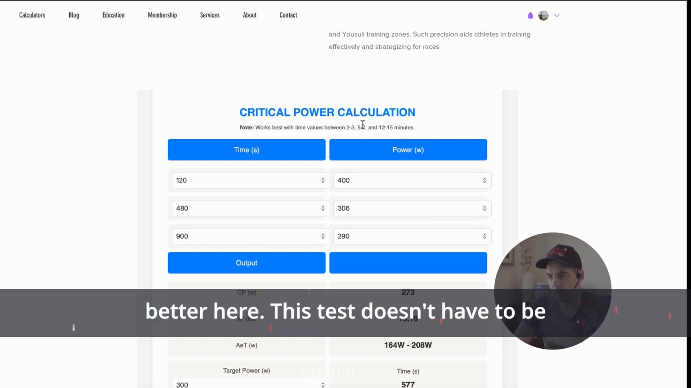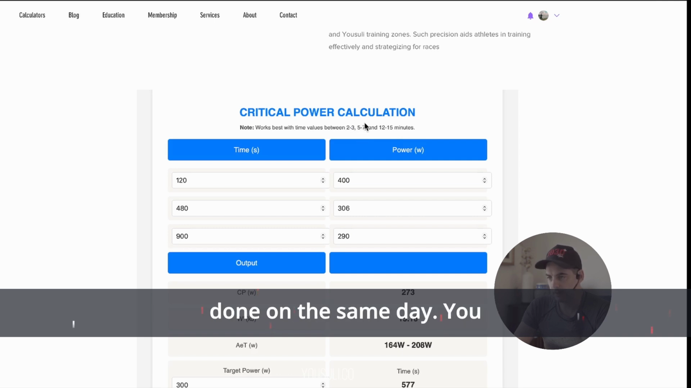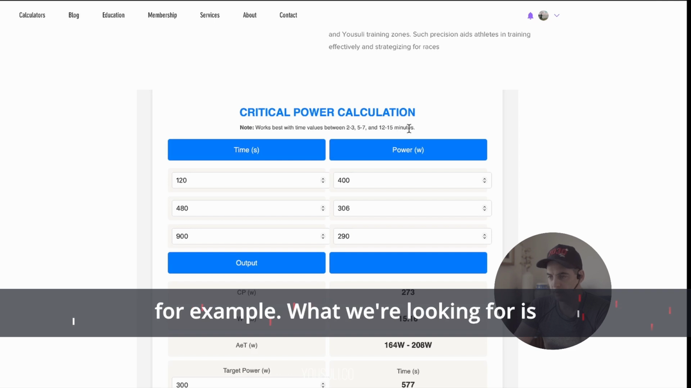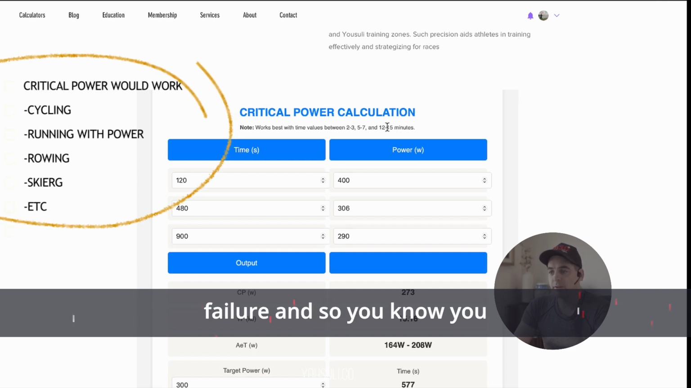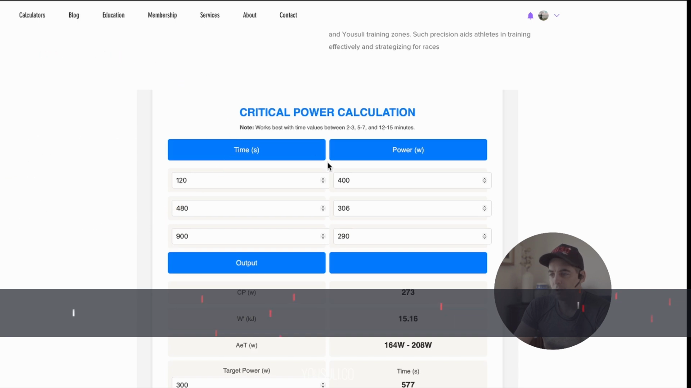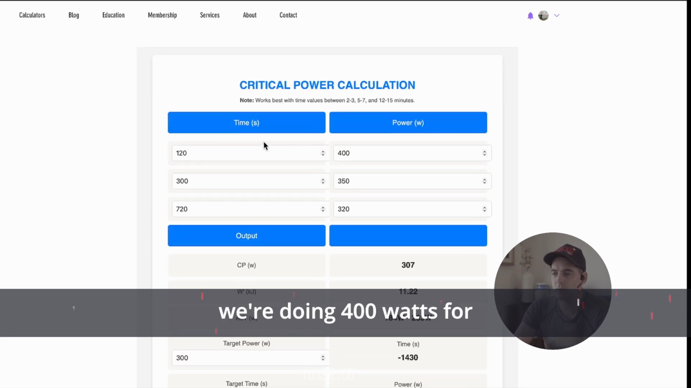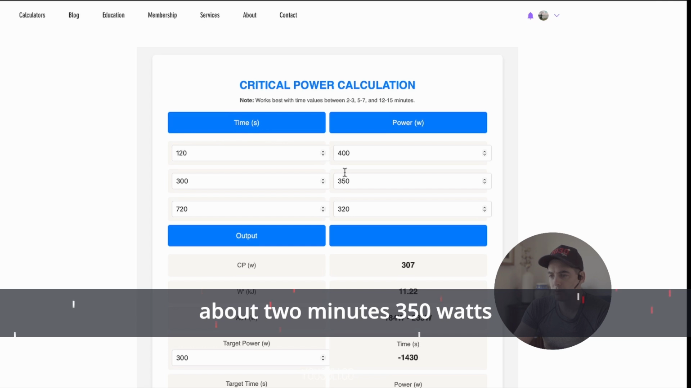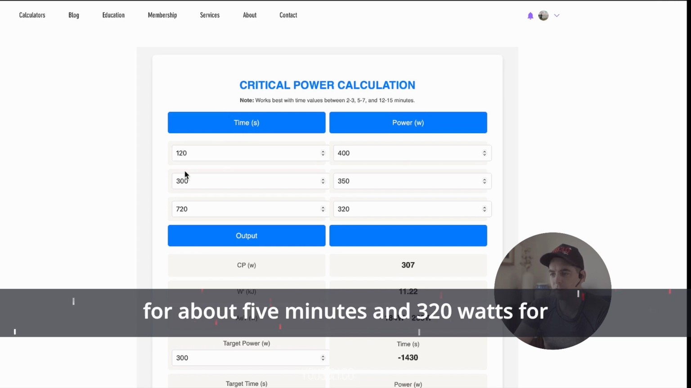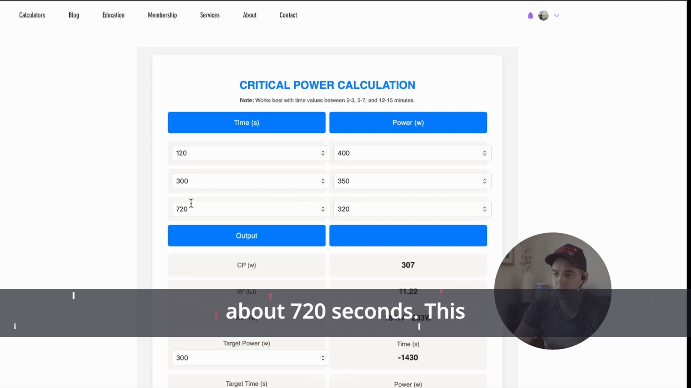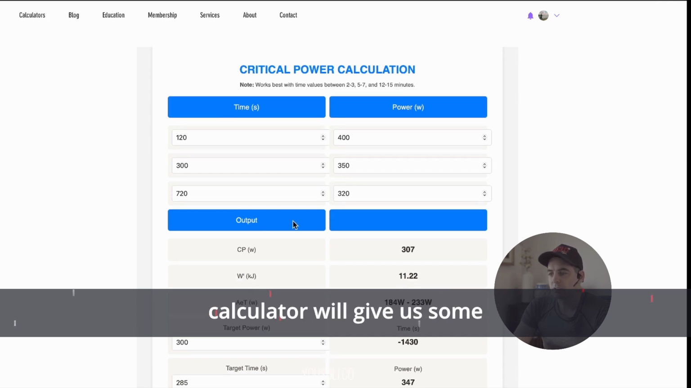These tests don't have to be done on the same day. You can run 3 tests in a week, for example. What we're looking for is failure. And so, you cannot win, you want to fail. Let's take these values. Let's say that we're doing 400 watts for about 2 minutes, 350 watts for about 5 minutes, and 320 watts for about 720 seconds. This calculator will give us some range of things.